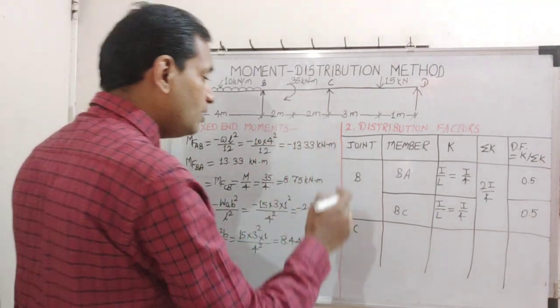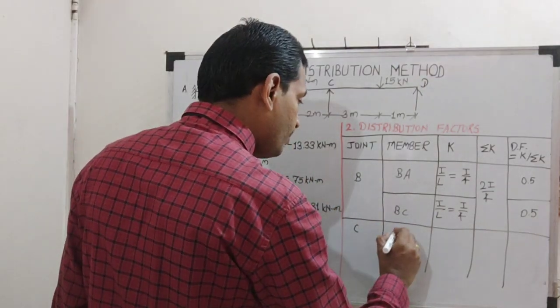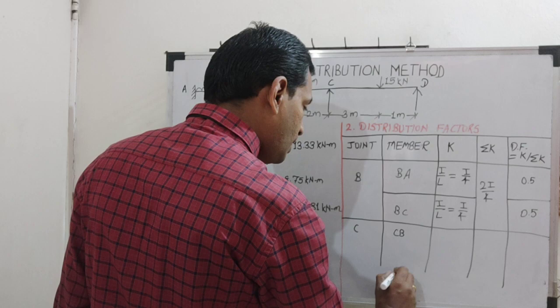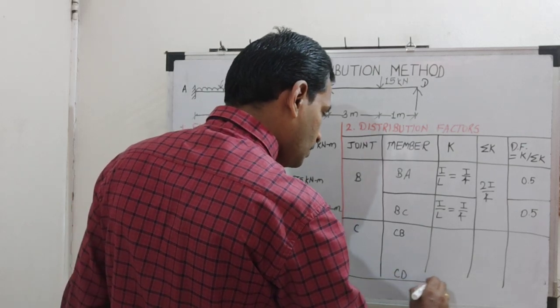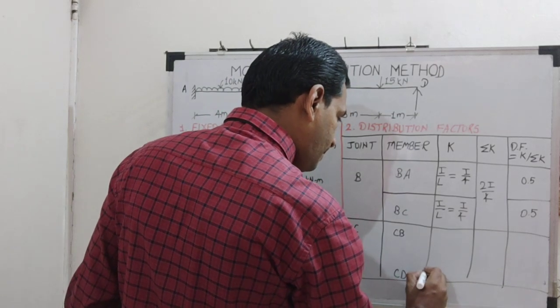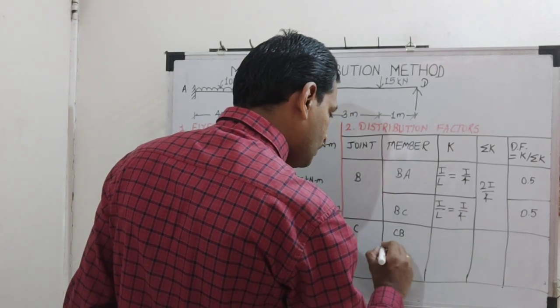Now come to joint C. There are two members, CB and CD. Okay, so repeat the procedure for both the members.